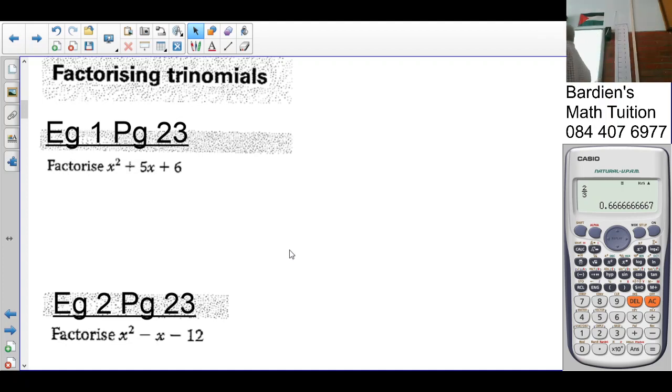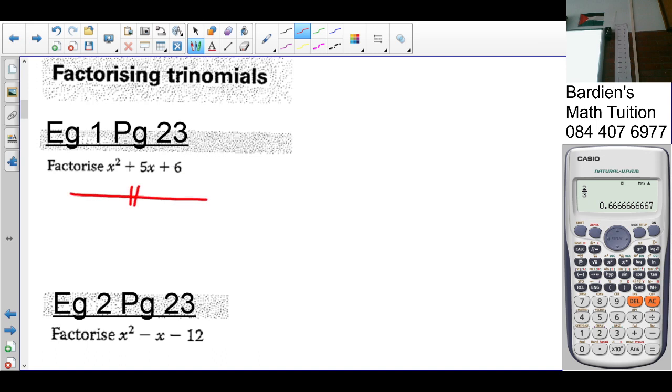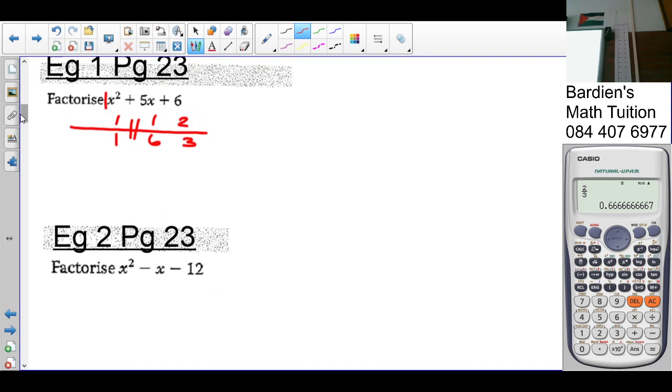So the question says factorize the trinomial. Okay, so who can remember the rules? When we start off, we first start off with the product line, not so? So what are the products? The products of 1: 1 and 1. The products of 6: 1 and 6, 2 and 3. That's right. So I want you guys to do the product line for this one here quickly in your books. We're going to do it together, okay?